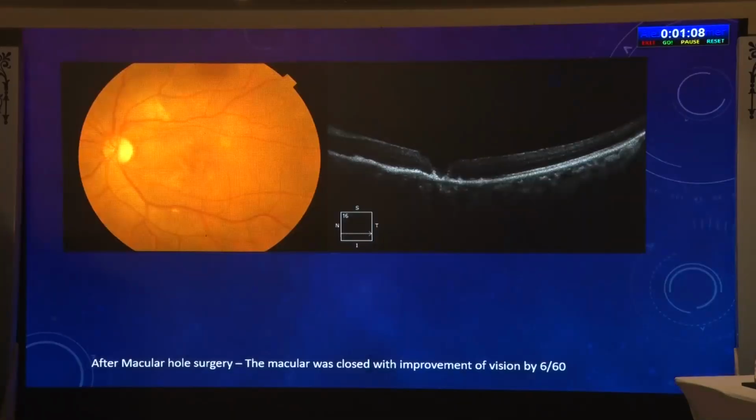And luckily in this patient, the macular hole was closed, the hemorrhage was not there, and at least we could give an ambulatory vision, from finger counting to 6/60.